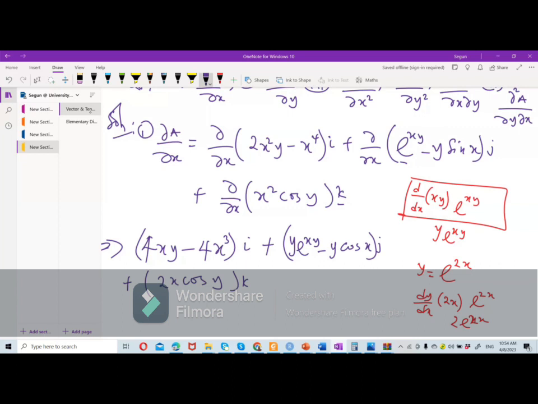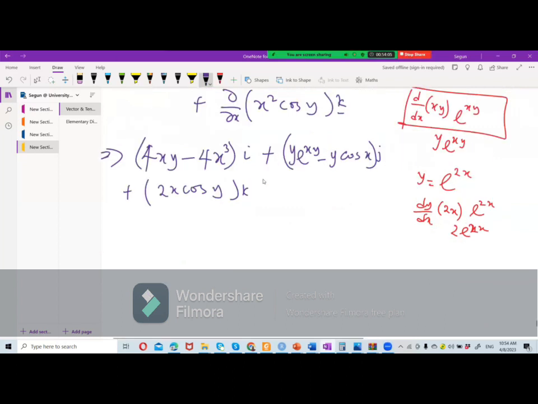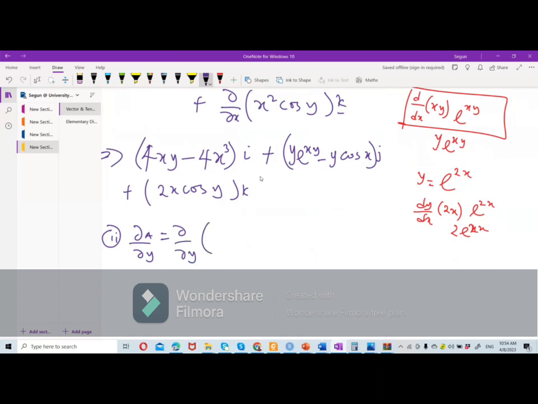So now, let's do the one for y and see what we are going to get. That is Roman figure 1. Roman figure 2. We have d²A/dy² is the same thing as d/dy of 2x squared y minus x cubed i, plus d/dy of exponential xy minus y sine x j, plus d/dy of x squared cos y k.